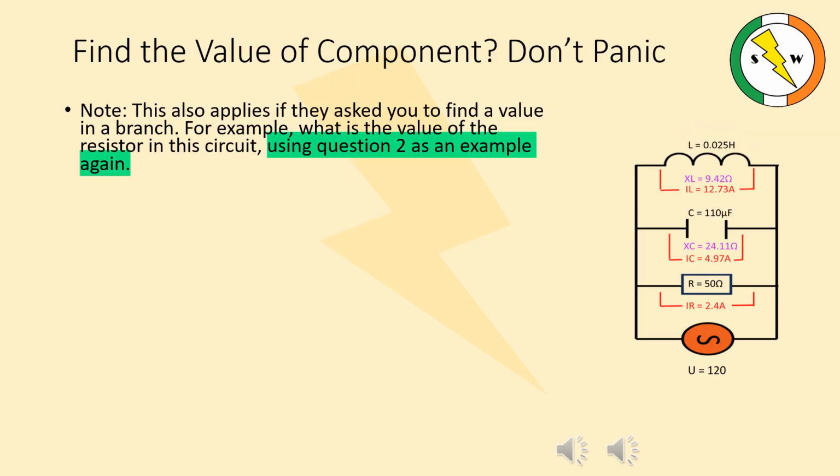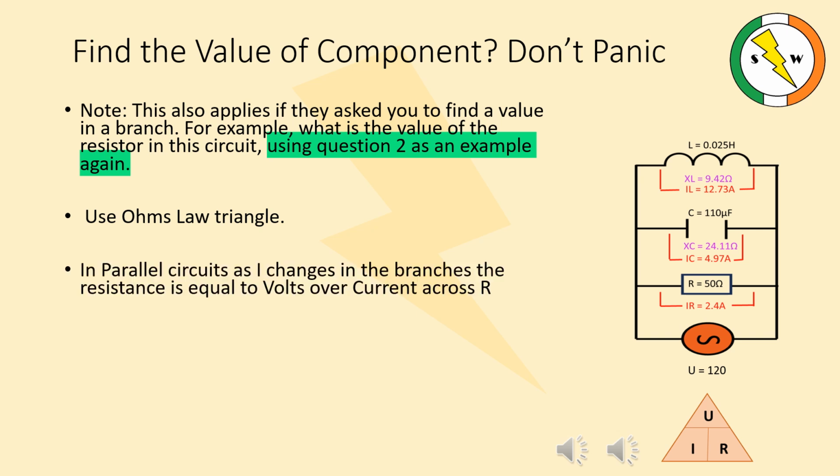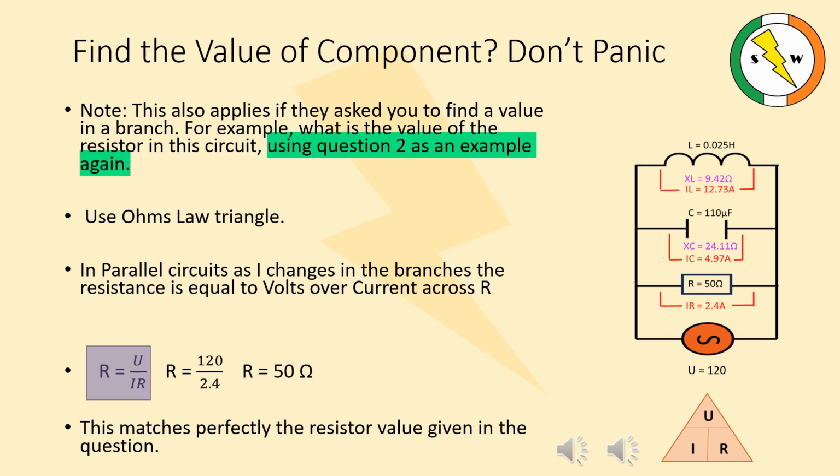Note, this also applies if they asked you to find a value of a component in a branch of the parallel circuit. For example, what is the value of the resistor in this circuit, using question 2 as an example again. Using the Ohm's law triangle, we can see that R equals U over I. In parallel circuits, as I changes in the branches, this becomes R equals U over IR. R equals 120 divided by 2.4. R equals 50 ohms. This matches perfectly the resistor value given in the question.